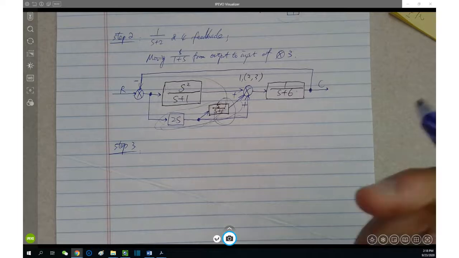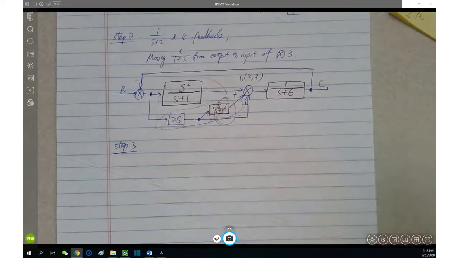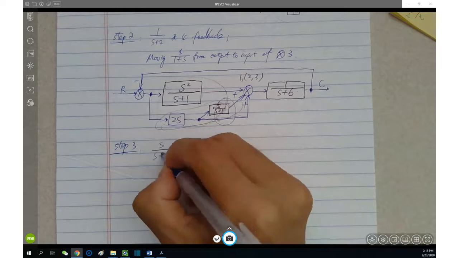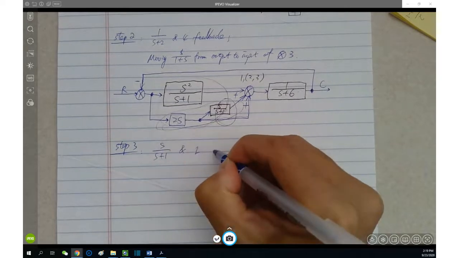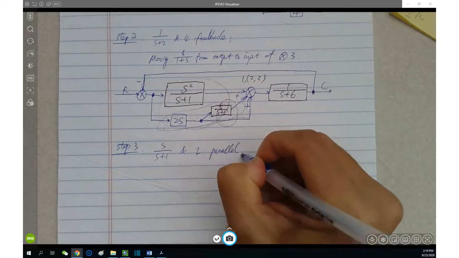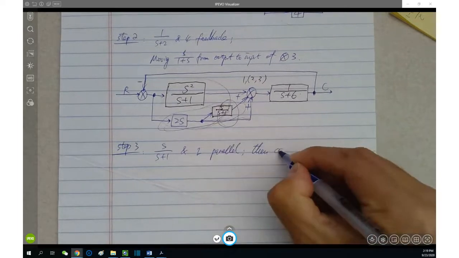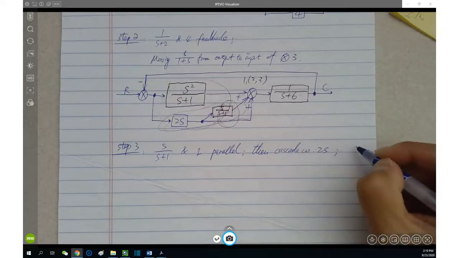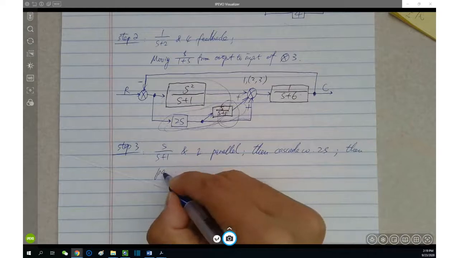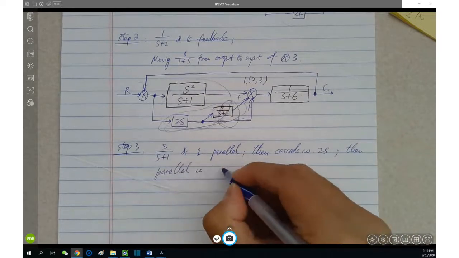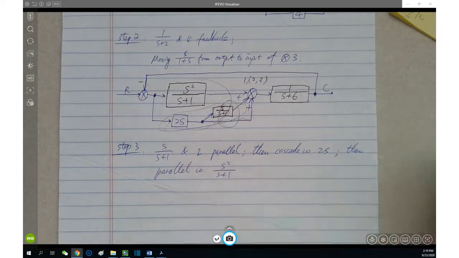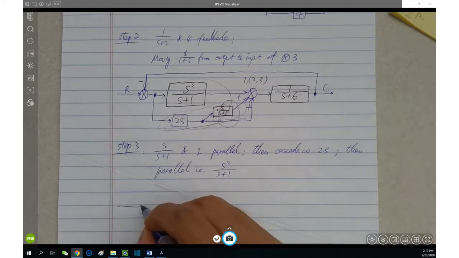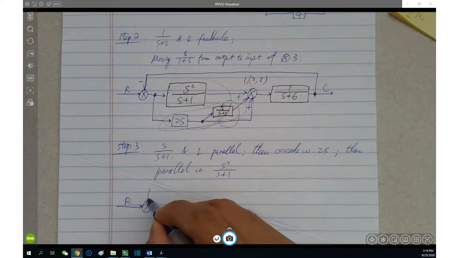Doesn't matter anymore. But let's summarize Kevin's idea. So S plus 1 and the unity are parallel. Then cascade with 2S. Then parallel again with S squared over S plus 1. Right? If you see this, then it's basically done.